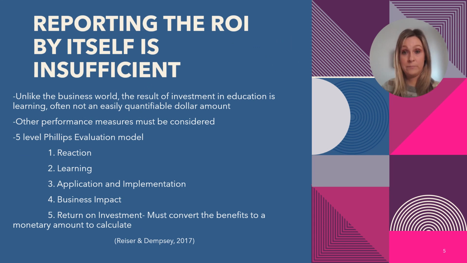Unlike the business world, though, the result of investment in education is learning, which is not always an easily quantifiable dollar amount. In order to accurately come up with a return on investment percentage, the educational benefits must be converted to a monetary amount. Because this is not always an easy conversion, other performance measures must be considered. One of these evaluation models is the Phillips model, which is like Kirkpatrick's training evaluation model, but with an extra level to factor in ROI.